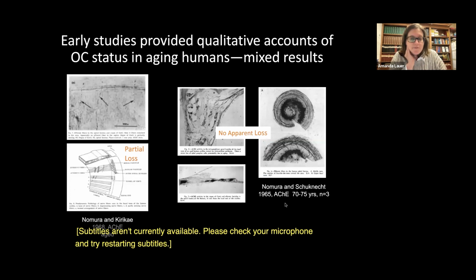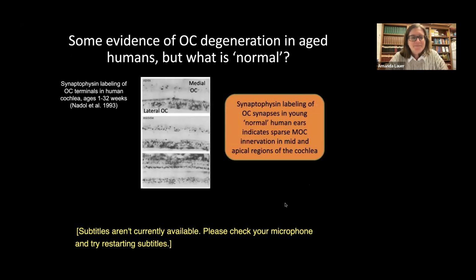So there were a few earlier qualitative studies showing that either there is partial loss of these efferent neurons or there's no apparent loss of these neurons. Again, completely conflicting data. And really, we aren't even sure what normal is in humans.